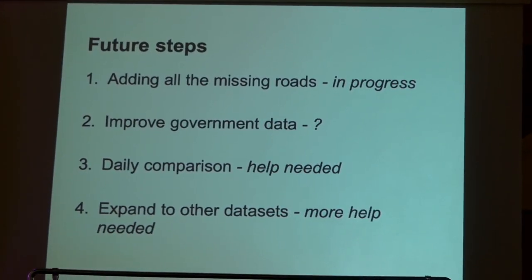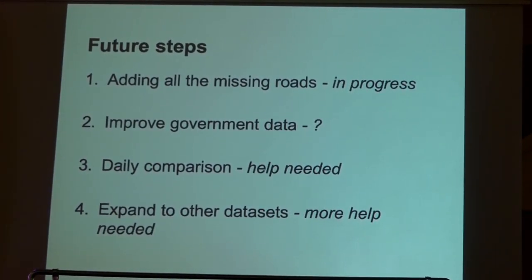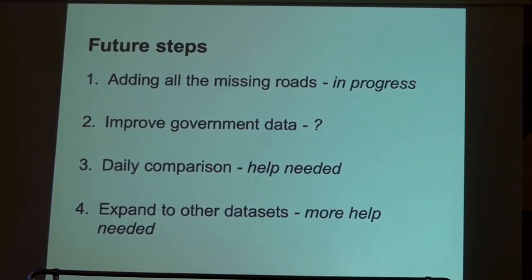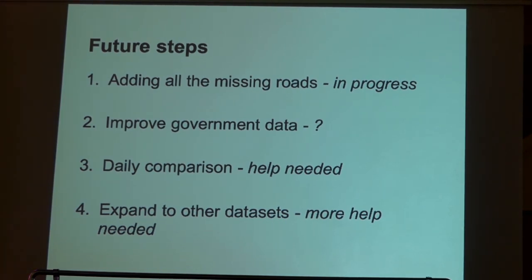Next steps, we want to add all the missing roads. We're in progress. We have some things to do. We have about 10,000 tasks left, 8,000 left to go, but we might filter that down to 4,000. We hope the government will consume our open data. We're building a daily comparison tool, but that's actually quite complicated. And one day we want to expand to more data sets.